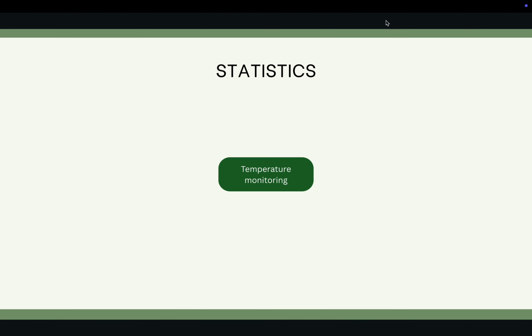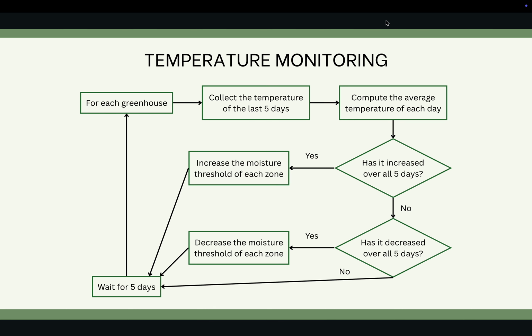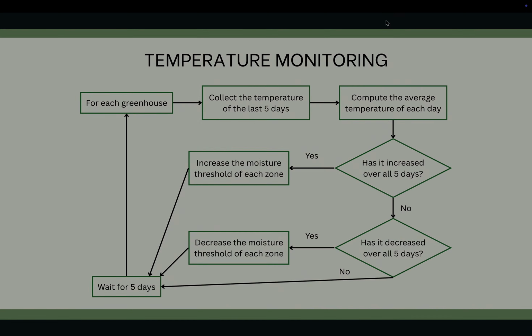We compute some statistics on the data stored in ThingSpeak to update the moisture threshold of each zone depending on the average temperature of the last 5 days in the greenhouse. Every 5 days, for each greenhouse, we get the temperature of the last 5 days from ThingSpeak and compute the daily average. If it has increased over all 5 days, we increase the moisture threshold of each zone in the greenhouse. If it has decreased over all 5 days, we decrease it, otherwise we do not update it.